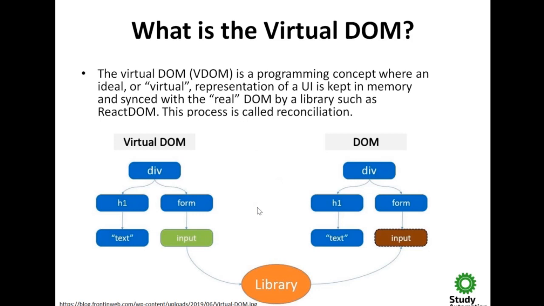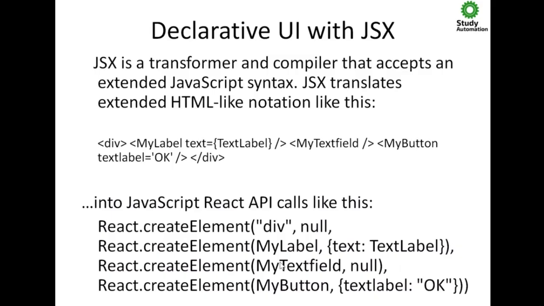So what is the virtual DOM? The virtual DOM is a programming concept where an ideal or virtual representation of the UI is kept in memory and synced with the real DOM by a library such as React DOM. This process is called reconciliation. Here we can see we have the virtual DOM and then the DOM. If you enter anything in an input box, the library will modify the actual real DOM. This is one of the benefits. If you modify, delete, or add anything, it will not hamper the real DOM, and it is quite fast when we work with React.js.